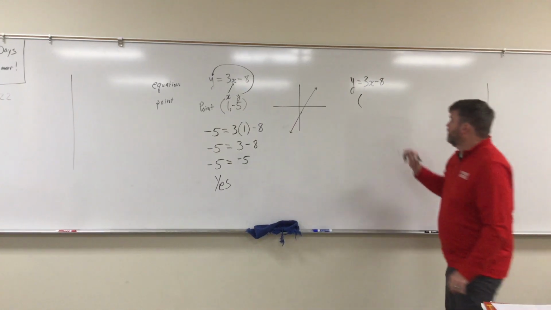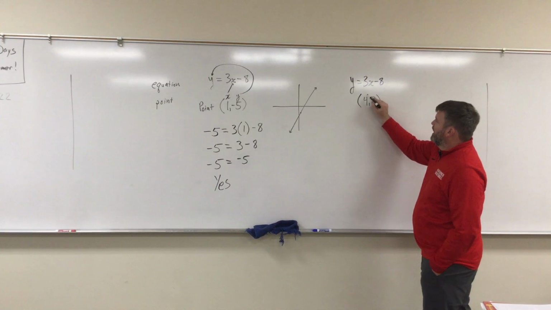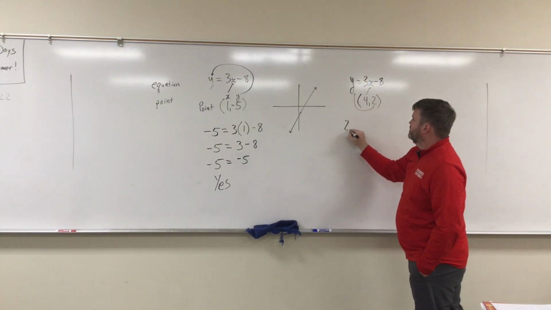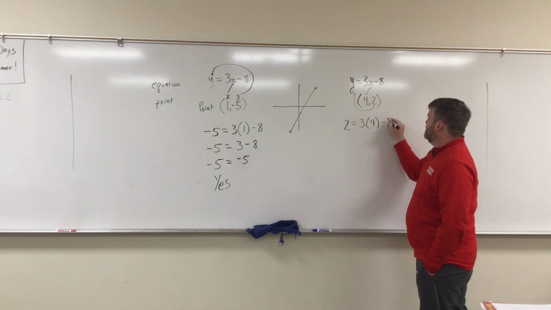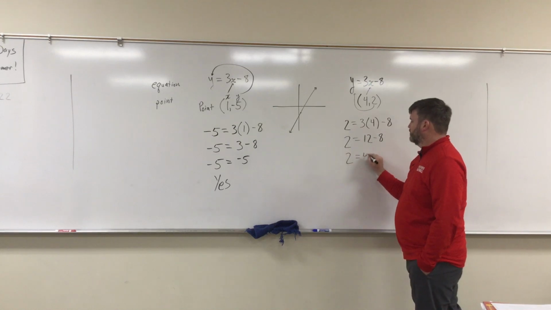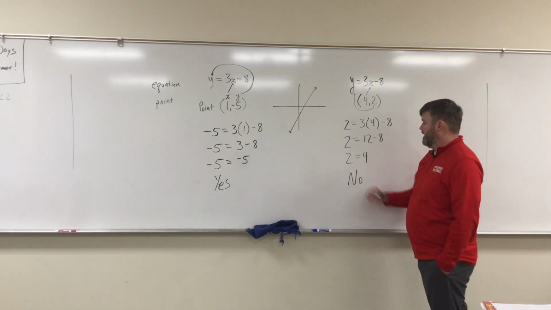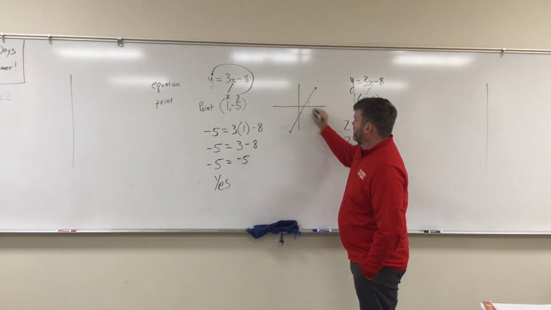Let's do the point (4, 2). So x is 4 and y is 2. So I get 2 equals 3 times 4 minus 8. 2 equals 12 minus 8. 2 is equal to 4. That's a false statement, so no, that point is not on the line. So that would be like right there or something like that.